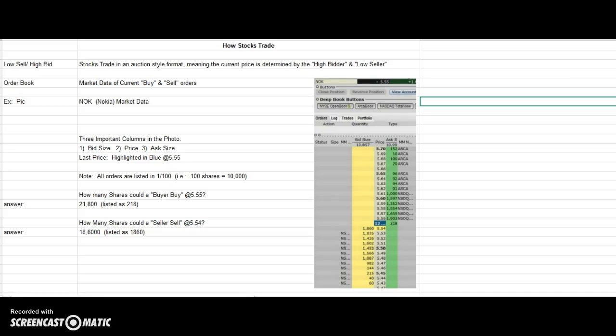This is Chapter 2 of Prop Trader, and in this segment I'm going to explain a little bit of how stocks trade and also different order types. So starting off here, stocks trade in an auction style type format, meaning that the current price is determined by the high bidder and the low seller.